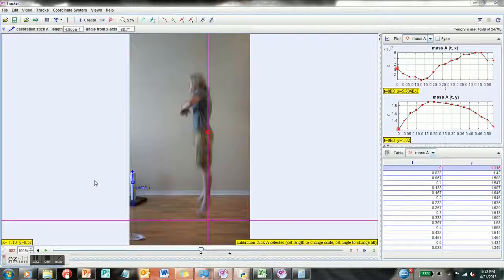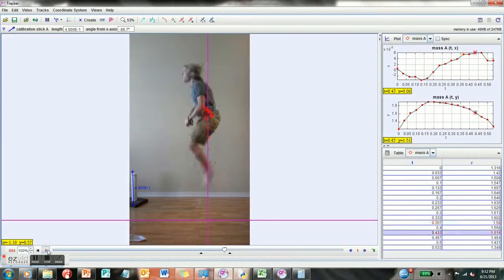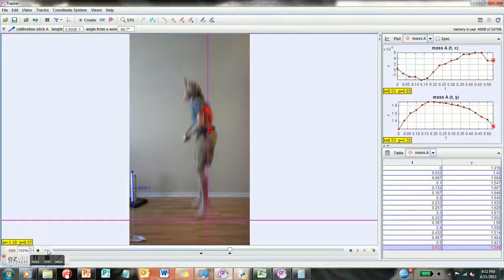Here's my tracker model of my brother jumping. I used my cat toy to calibrate the length and started tracking right after he leaves the ground. This is what the video looks like, and I plotted the Y position with respect to time, as you can see over in the right hand of the screen.